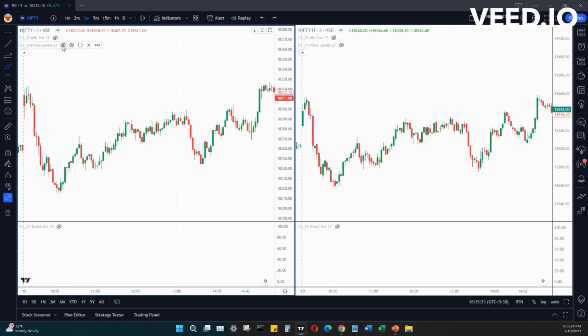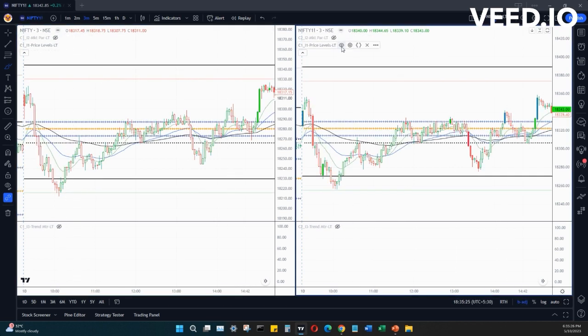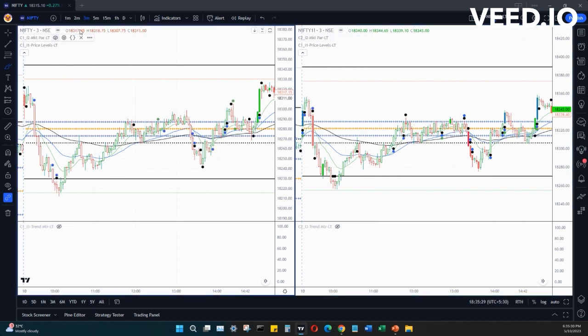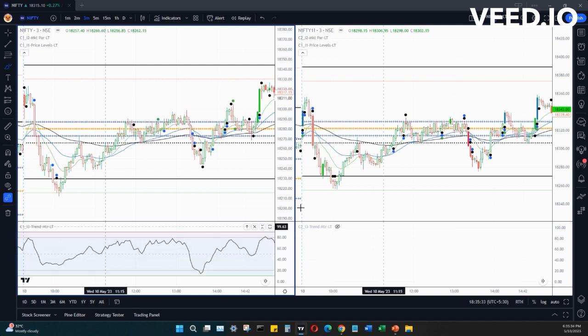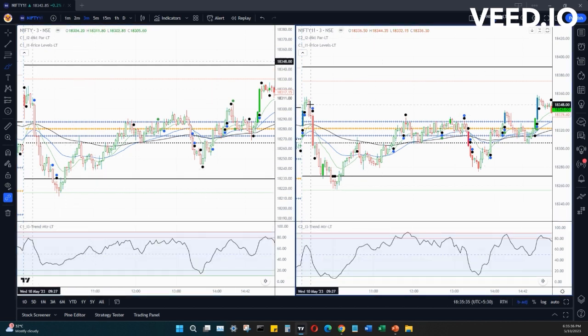The first indicator is the price levels or the locations. The second indicator is the market participants. And the third indicator is the trend. So these three indicators, in conjunction with price action patterns and candlestick patterns, are what we use to execute trades.